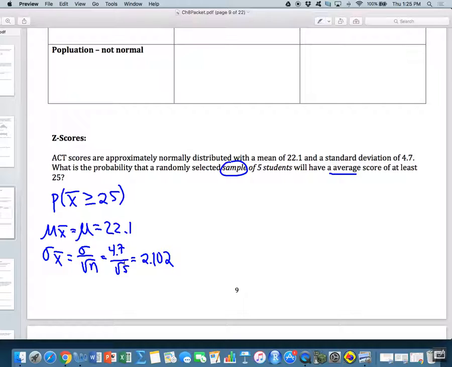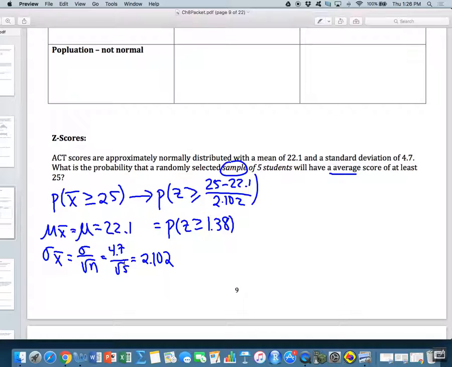Okay. So now we can convert this to a z-score. Again, the only reason that we can do that is because the population is normal. So the population is normal, therefore the sampling distribution is approximately normal. You can't just use a normal curve whenever you feel like it. You have to verify that the sampling distribution is normal. Here it is because the population is normal. So when I convert to a z-score, that x bar becomes a z. And then I have 25 minus 22.1 all over 2.102. I got about 1.38.